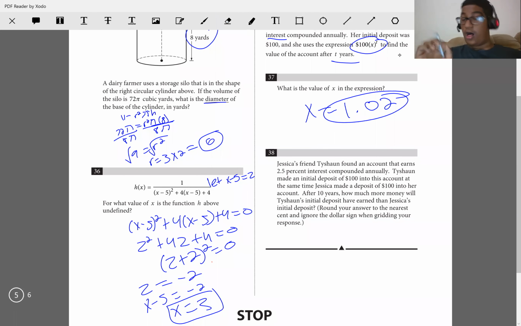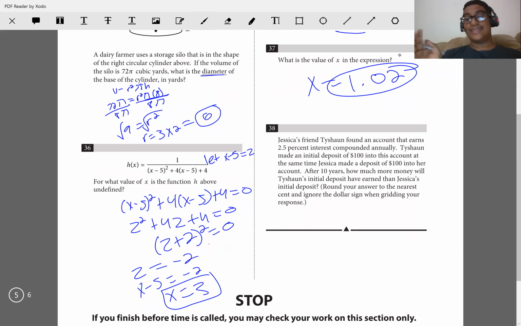Number 38, we're almost done. Jessica's friend Tyshawn found an account that earns 2.5% interest compounded annually. Tyshawn made an initial deposit of $100 into this account at the same time Jessica made a deposit of $100 into her account. After 10 years, how much more money will Tyshawn's initial deposit have earned than Jessica's initial deposit? Round your answer to the nearest cent and ignore the dollar sign when grading your response. So basically, they want to know how much more money Tyshawn has made because he went to a good bank.